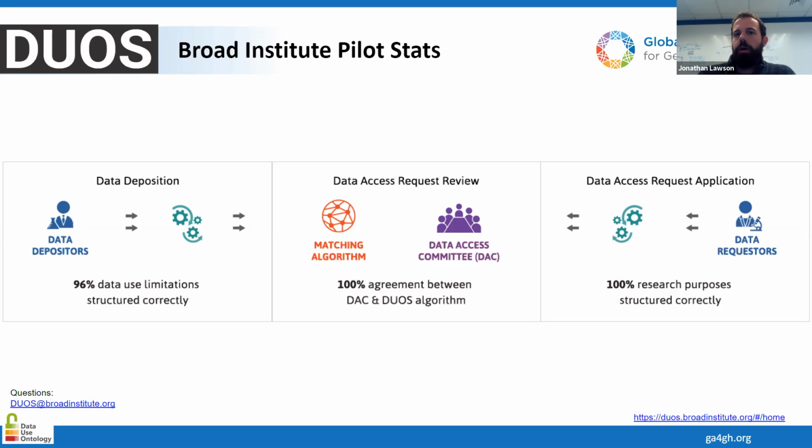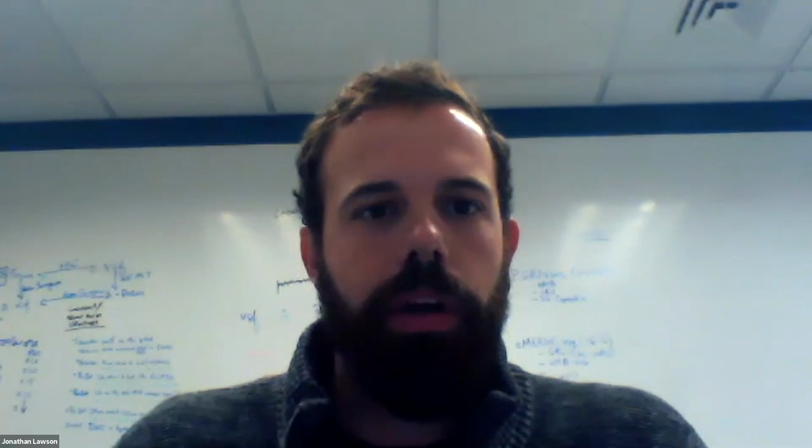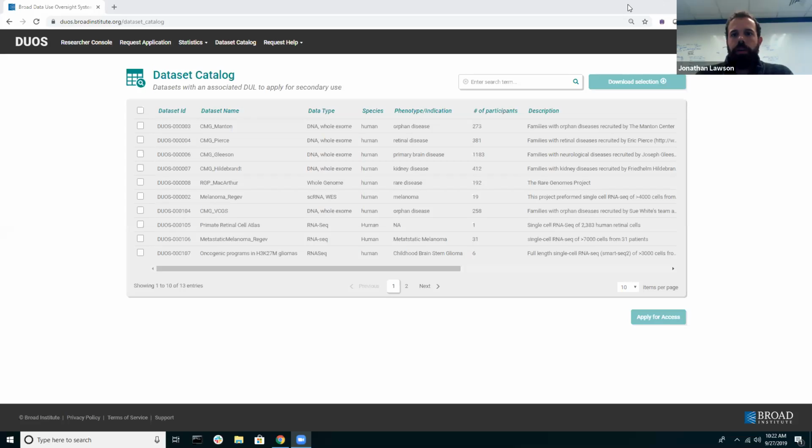And then what I want to do now, just quickly, is to actually take over here, and I want to give a quick demo of Duos. And this will just show you quickly what the data access request process is like. So here I am in Duos and logged in as a researcher. And you'll see I'm able to view our dataset catalog.